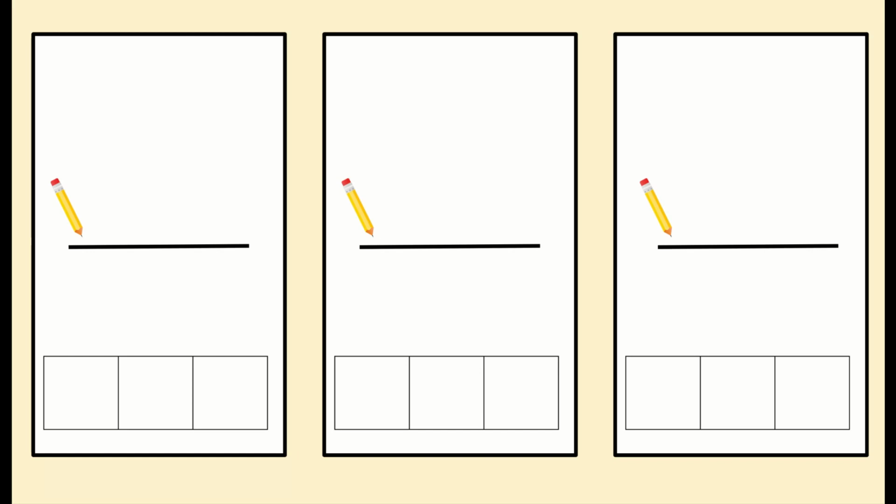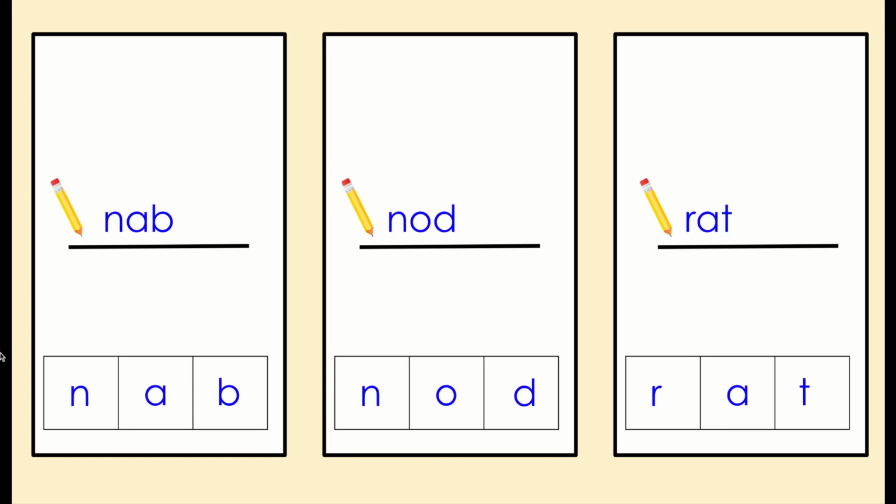All right, let's check to see how you did today. The first word we spelled was the word nab. N-A-B. Remember with the B to make sure that you've got the straight line on the left side. The next word we spelled is the word nod. N-O-D. This time the straight line should be on the right side of the letter. And the last word we spelled is the word rat. You should have spelled the word rat, R-A-T.